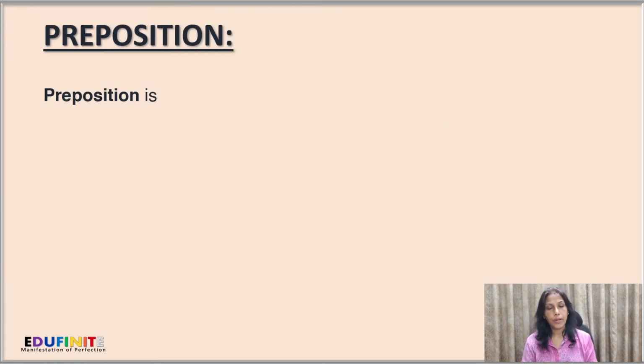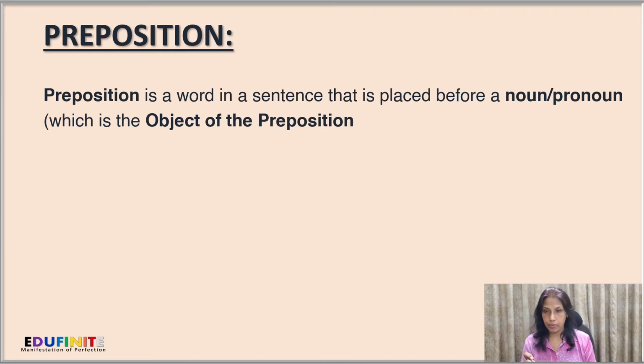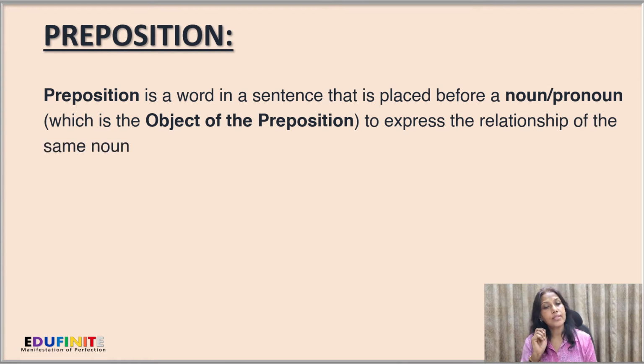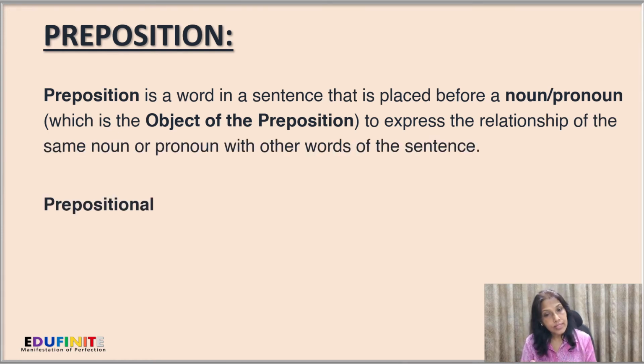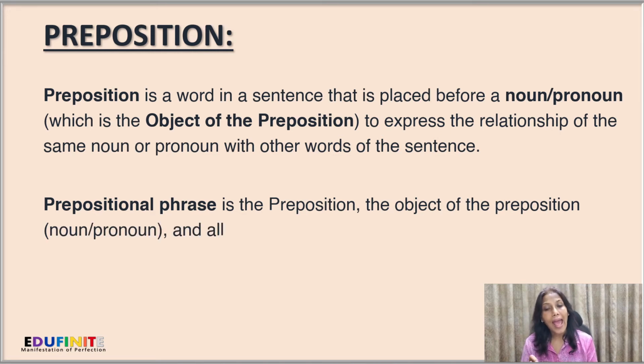Now, preposition. What is a preposition? A preposition is a word in a sentence that is placed before a noun or a pronoun, which is the object of the preposition, to express the relationship of the same noun or pronoun with other words of the sentence. Now, a prepositional phrase is the preposition, the object of the preposition, that is the noun or pronoun, and all the modifiers between the two.